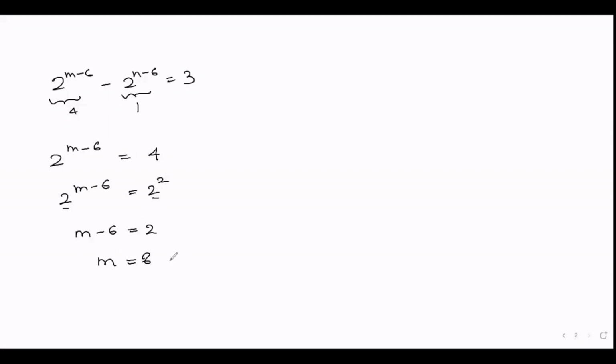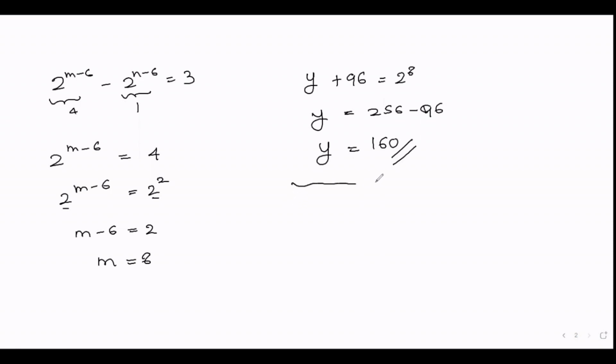Then substitute the m value into the above equation. y + 96 equal to 2^8. Move 96 to the other side. Then we have y equal 256 - 96. So, y equals 160. If we do the same thing for 2^(n-6) equals 1, the y value stays the same. So, the smallest positive integer of y is 160.